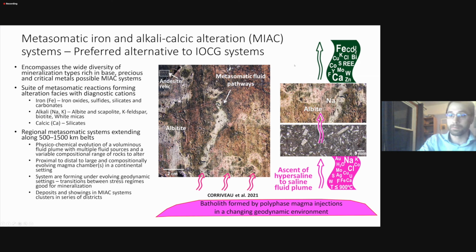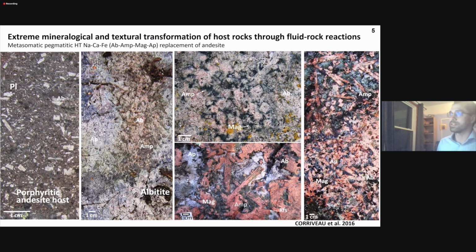Alteration in the system is very intense. Host rock textures are very often completely annihilated in zones of intense alteration, and it can become very difficult to recognize the protolith. For example, here, this is an andesite in the Great Bear Magmatic Zone in northern Canada. As this andesite is progressively altered by the fluids, the texture of this volcanic rock is progressively obliterated, until the replacement and alteration is complete and the andesite has completely recrystallized under this very strong metasomatic replacement. So we have to picture that these systems have a very strong impact on the rocks with which they are interacting.